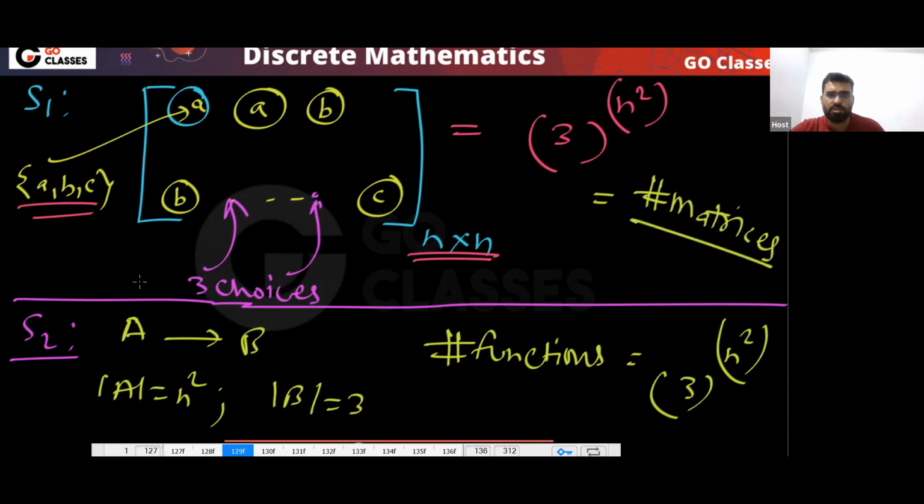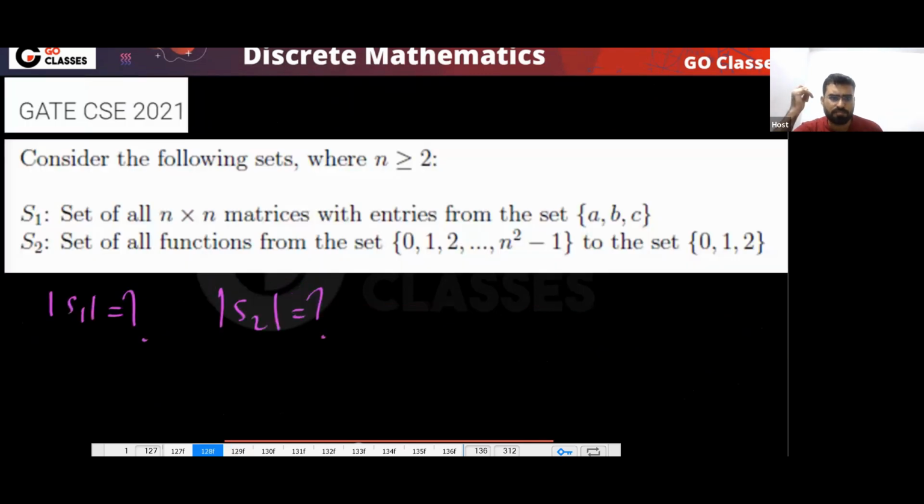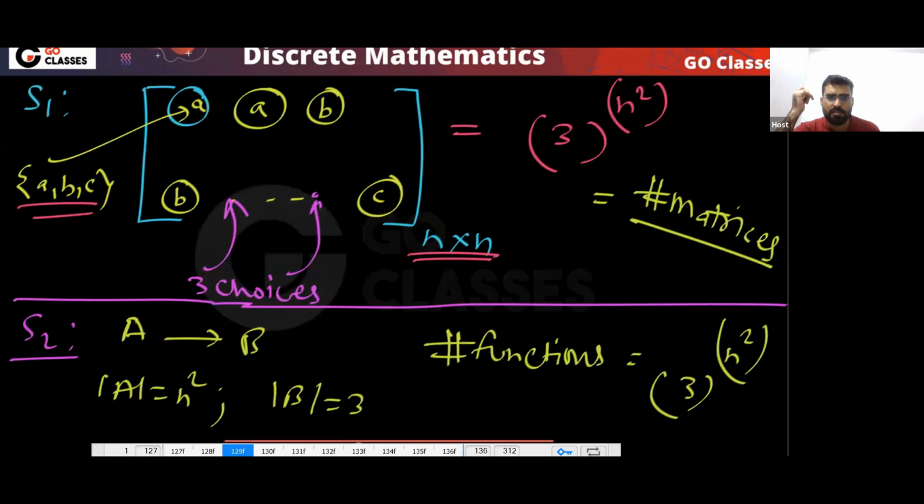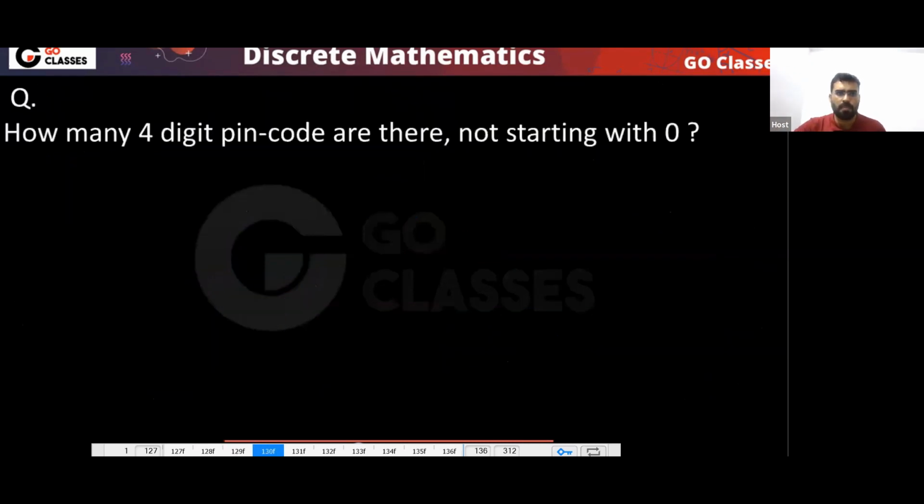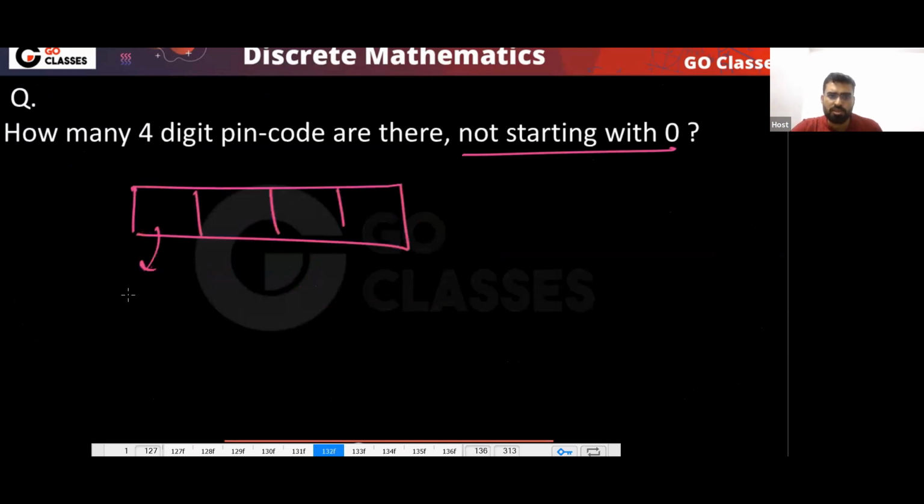Anyway, this is your GATE 2021 question. Okay, let's see this. Quickly tell me the answer for this question. How many 4-digit pin codes not starting with 0? This question is very easy. They should not start with 0, so 9 choices. Now we have 10 choices, 10 choices, 10 choices.